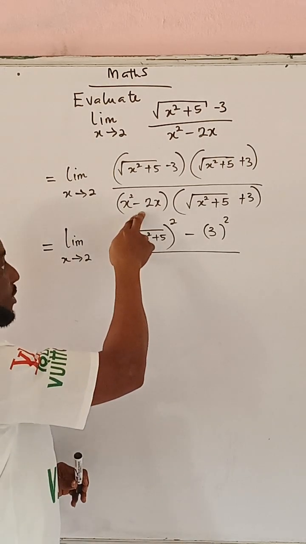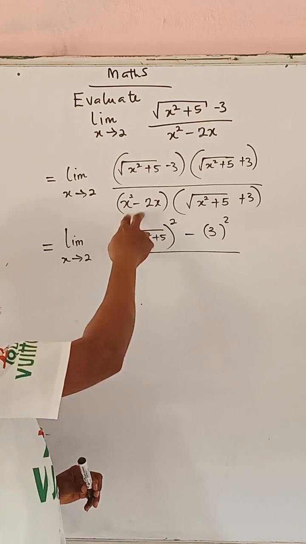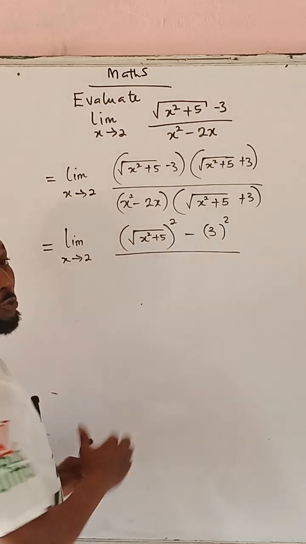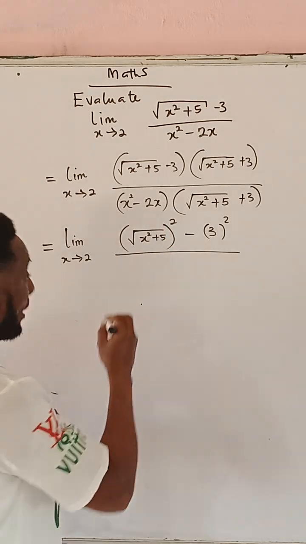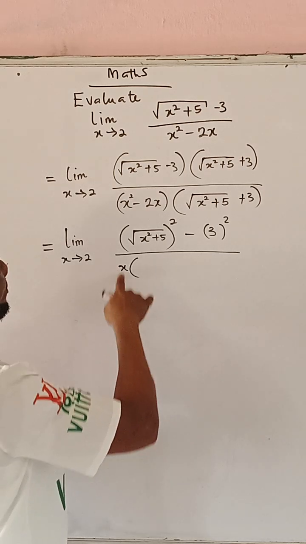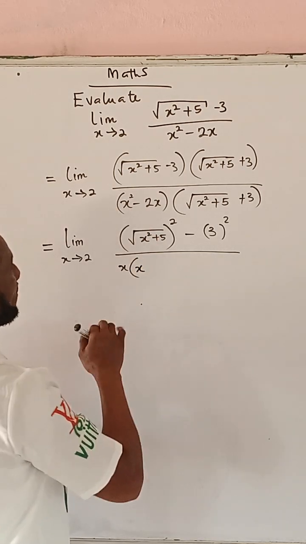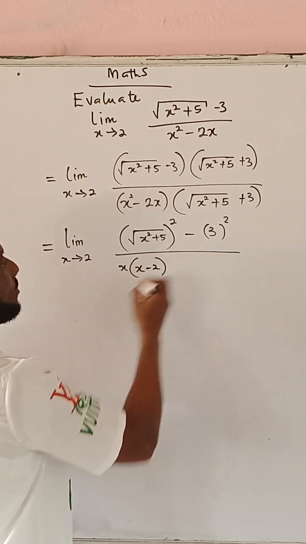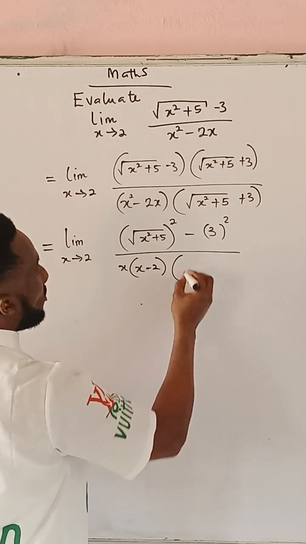Rather, I shall simplify or factorize this x squared minus 2x. As you can see, x squared and 2x has a common factor, which is x. I will take out x. Now, I will use x to divide x squared. That gives me x. I will use x to divide negative 2x. That gives me negative 2. Then I will just rewrite the radical.